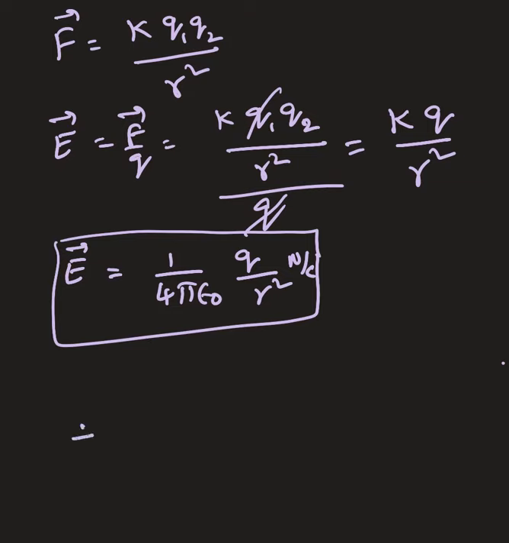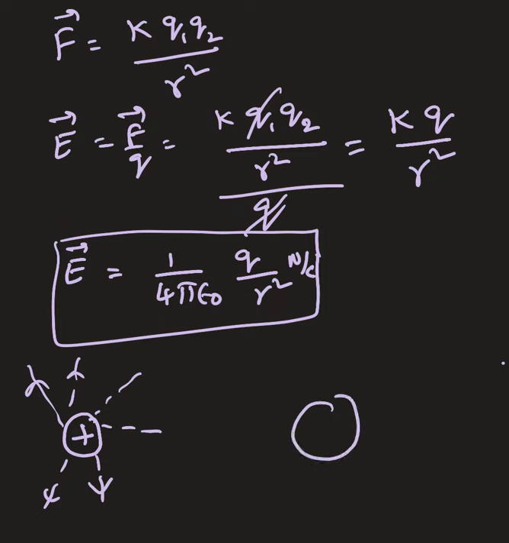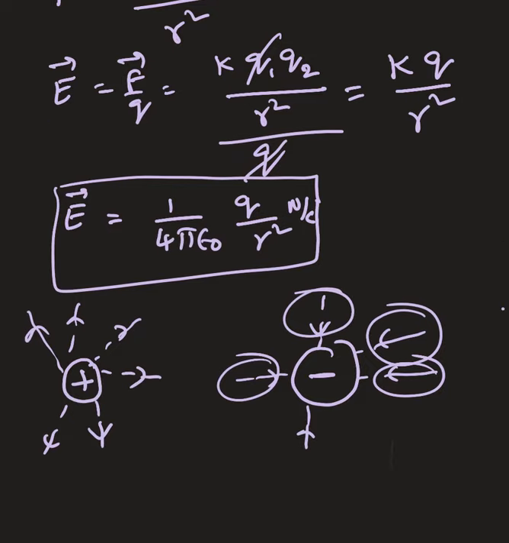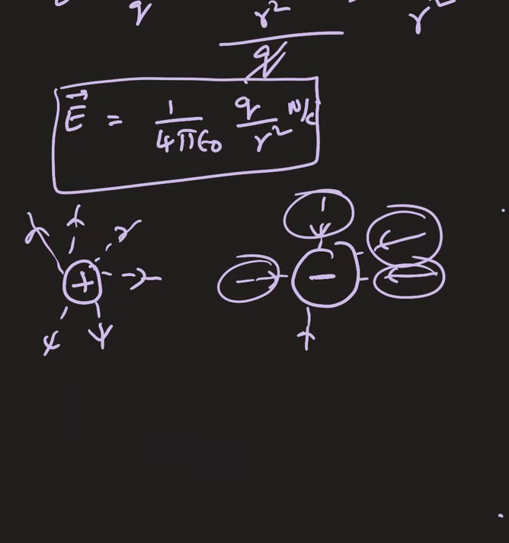Another important point: electric field always starts at the positive charge, so it always goes out of the positive charge, and it always goes into the negative charge. We indicate this electric field with these lines, called electric field lines. These electric field lines represent the field direction at each point, so we are showing the electric field in the form of field lines.